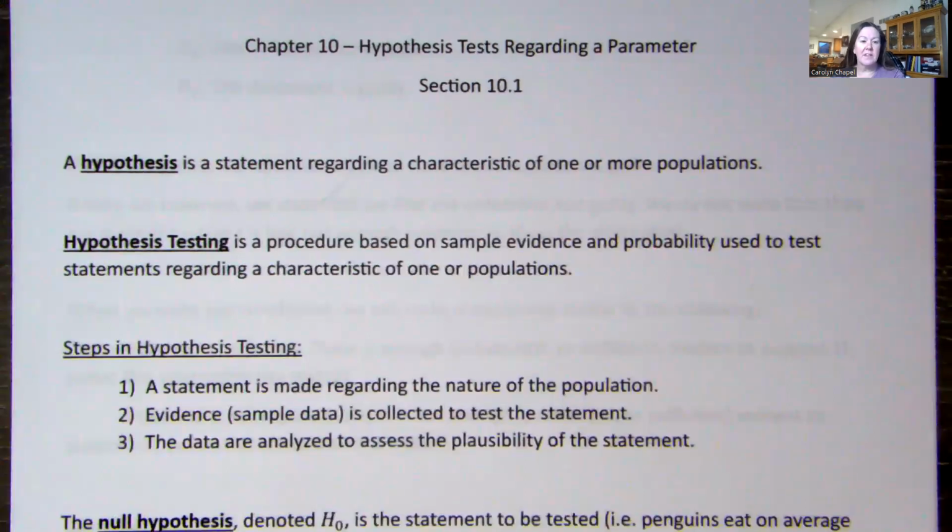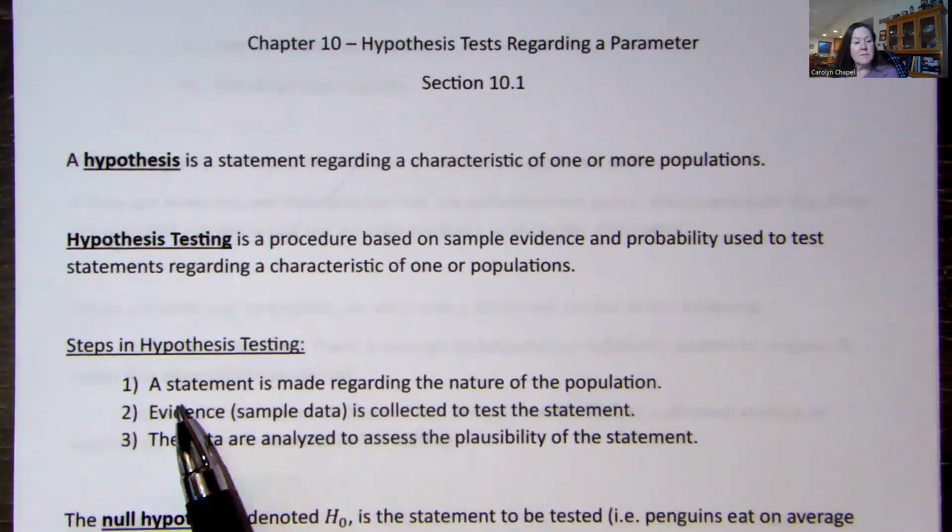A hypothesis is a statement regarding a characteristic of one or more populations. This term is also used in the scientific method, because a hypothesis is nothing more than a statement. And what we're going to be doing is testing it. It's a procedure which we base on sample evidence. So we go out and gather some data based on a sample, and then we test whether or not that hypothesis is false or not.